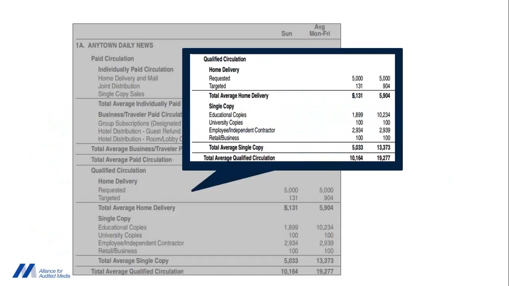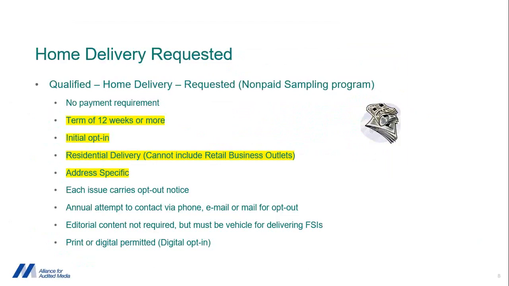Next, we're going to jump into qualified distribution. Again, this is non-paid distribution. We're going to take a look at home delivery requested and targeted. We're also then going to jump down to qualified circulation for single copy sales, which involves your education copies, which is known as NIE, employee copies, and the retail business copies.